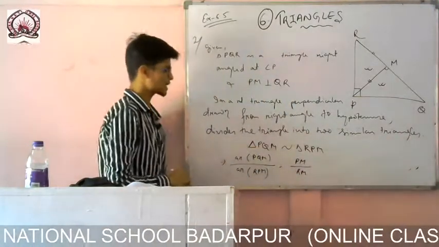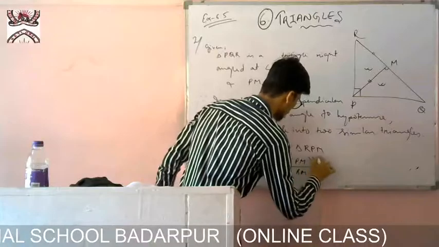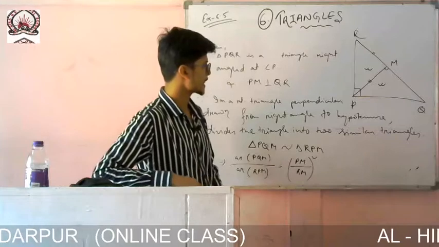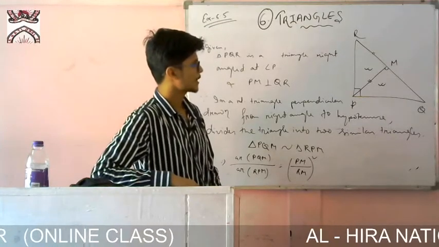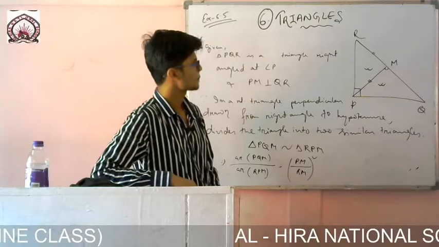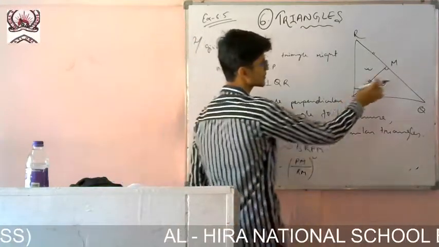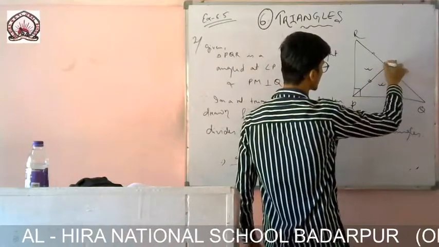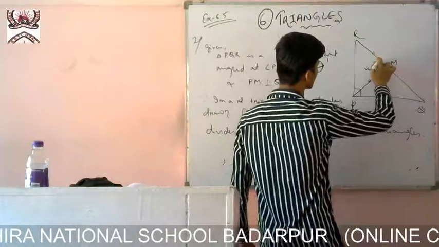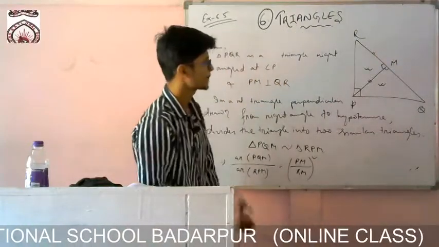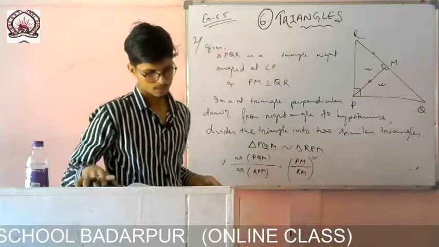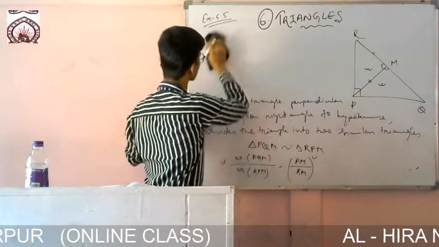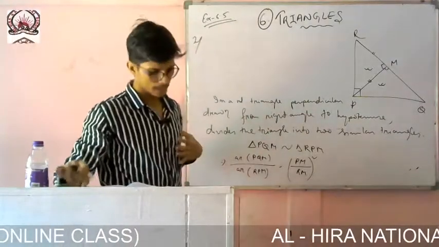If these two triangles are similar, then the ratio of their areas will be equal to the square of the ratio of their corresponding sides. This is the right angle, and this is the base of this one. So I have written PM by RM, whole thing squared.